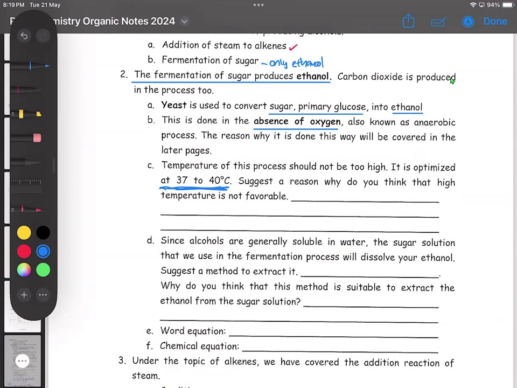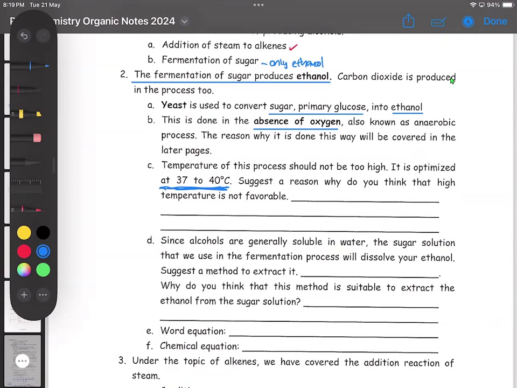Any idea? No, that is not. No. Yeah, it's not.